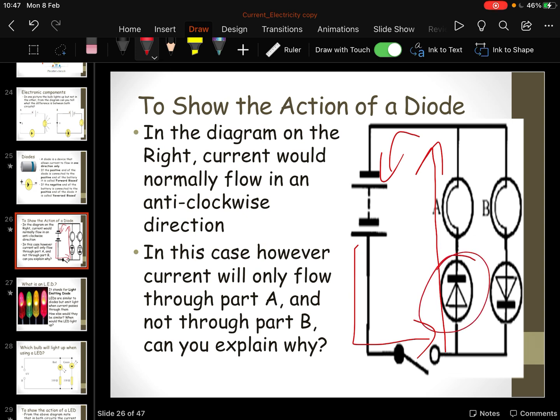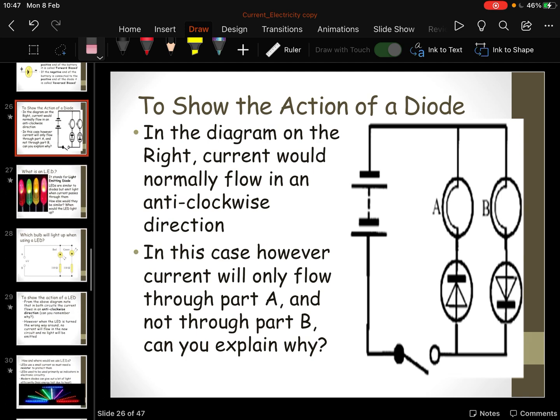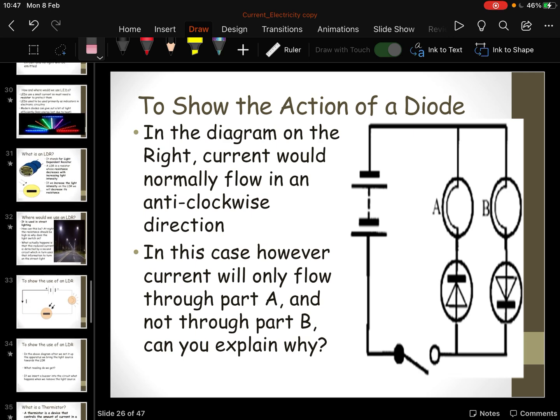And as you can see, A is forward biased. The arrow is pointing the same direction that the current is going to flow. But B is reverse biased. It's pointing in the opposite direction. So the electricity won't flow here. So B won't light, but A will. So that's what's happening. A is forward biased, so it will flow through, but B is reverse biased and it won't flow through. You have to keep that reverse biased, forward biased in mind. I know it's a higher order question, but still it's important to know.